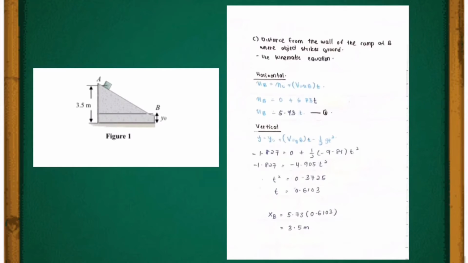Then we take this t and put it into equation 1 that we got from the horizontal. So we get our xb equal to 3.5 meters.